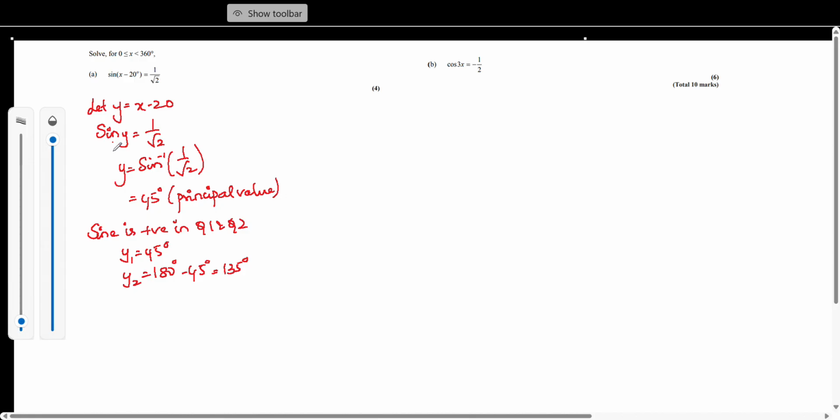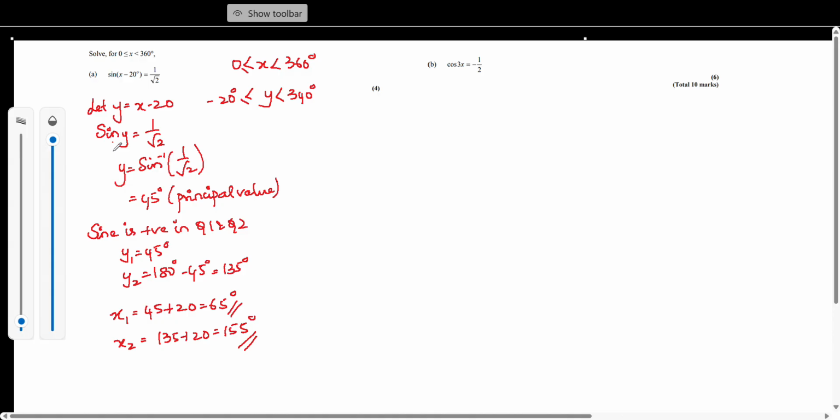But y was nowhere in the picture to begin with. We had x. If x was between 0 and 360, y, which is x − 20, should be between −20 and 340. A translation doesn't affect the domain much, but regardless, it is always better to do this so that you follow a standard set of steps. Now, x1 should be 45 plus 20, which is 65. x2 should be 135 plus 20, which is 155. These two will be the answers to part A.